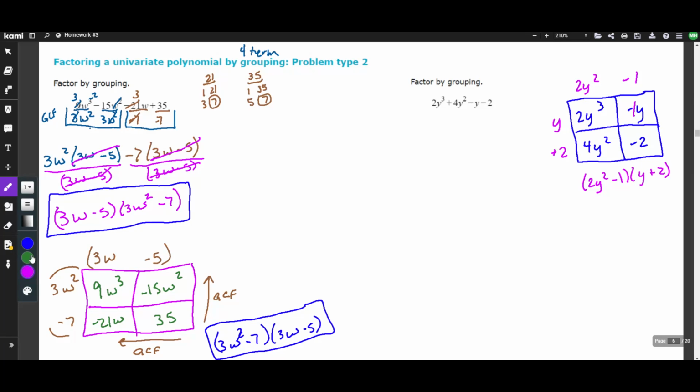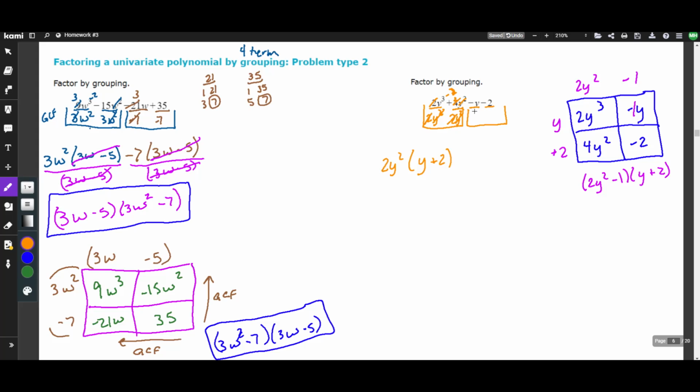Now I should get the same answer if I do my grouping. Remember, 2 terms at a time. Give yourself room to write, and we're going to do the GCFs. Looking at that, between 2y cubed and 4y squared, I can pull out a 2 and a y squared, 2y squared. Write your GCF, 2y squared. Simplify each fraction, so the 2's cancel out, and you will have y. 4 divided by 2 is 2. The y squareds cancel out, so plus 2.